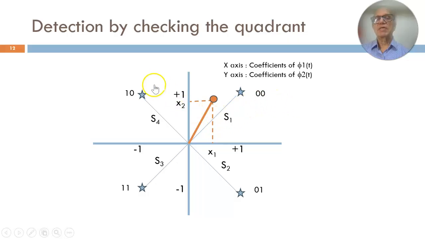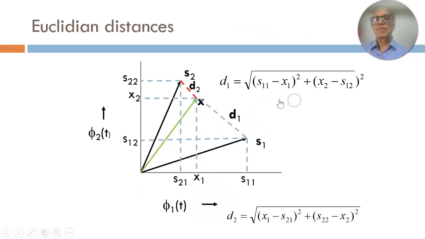Now this particular method looks okay here, but if the number of constellation points increases, then you may have to use a more sophisticated method. So in that case, what you do is you use what are called Euclidean distances. So let's look at this.